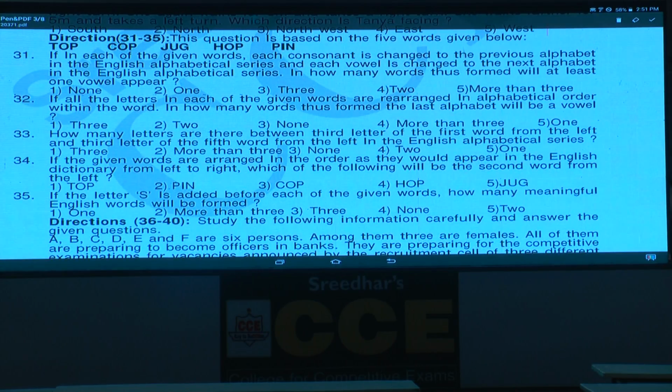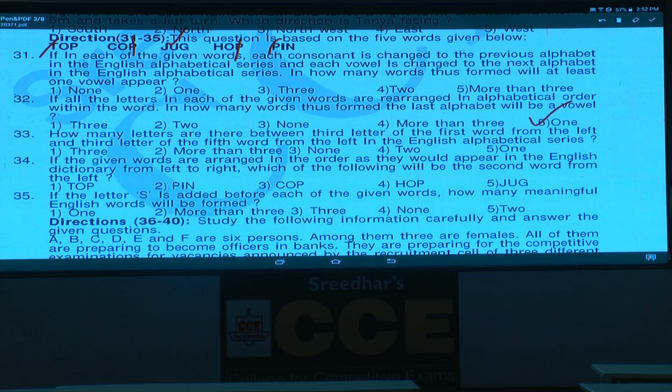Now in this one, TOP, T is the highest letter, hence it is not a vowel, isn't it? Next one. What is the next? And in this one, COP, P is the highest and it is not a vowel. And JUG, U is the highest and it is a vowel, hence in JUG the last letter is a vowel. HOP, P is the highest one. Then what is your answer here? Only one, and it is given in choice 5.